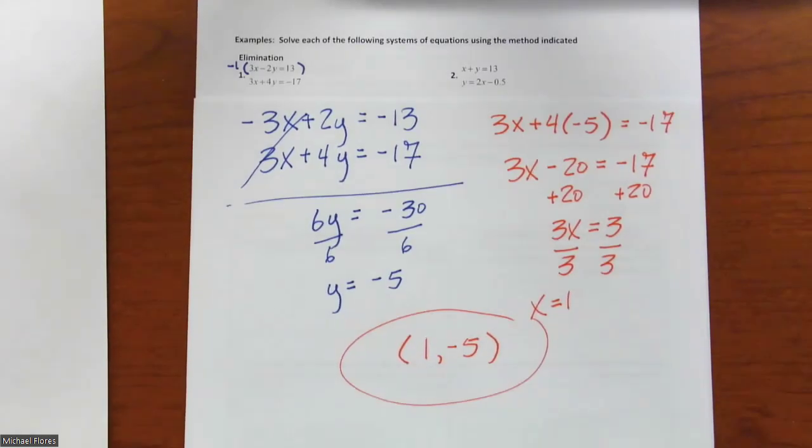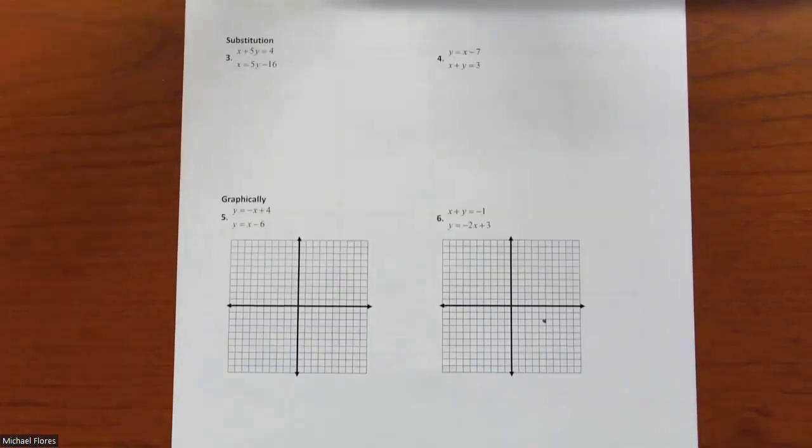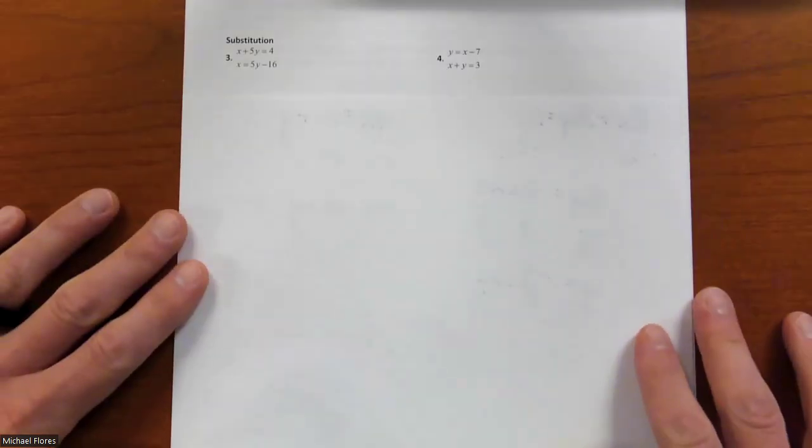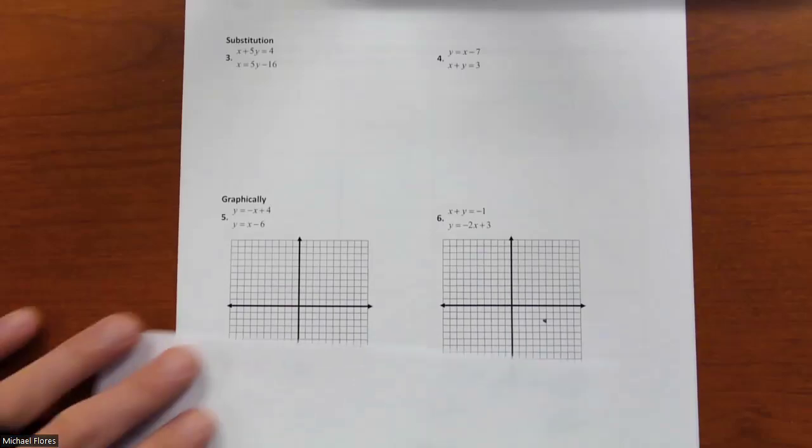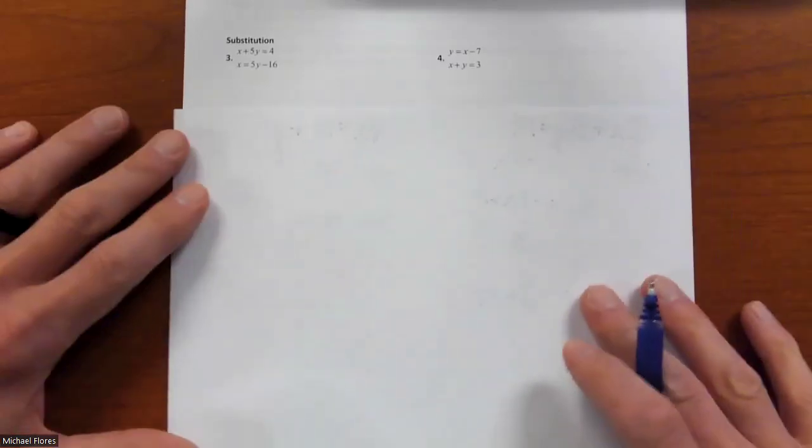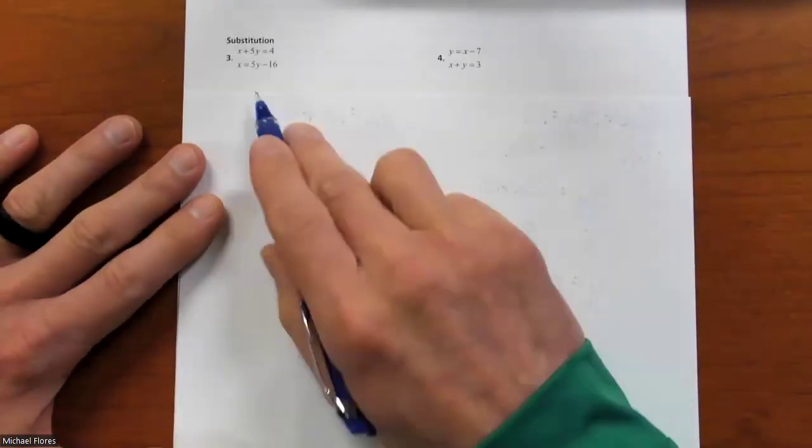That is the solution. I'm going to be honest with you, folks. I don't have as much time today to record a video, so I'm skipping example 2. I'm going to skip example 4, and I'm also going to skip example 6. We're going to do the odds on this page only.